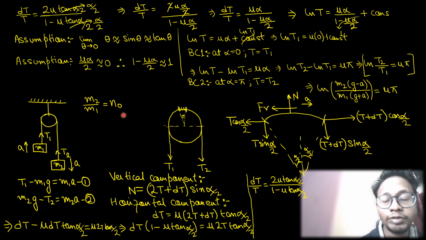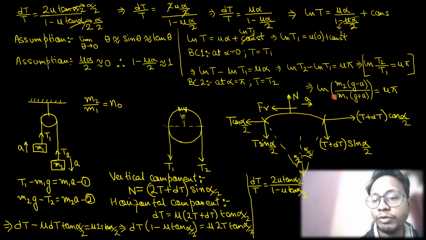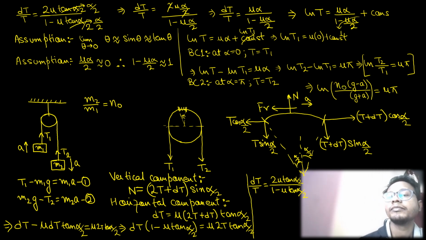M2 by M1 is equals to n naught. Okay. Now our first question is, what is the value of coefficient of friction when the block is just starting to move? The value of coefficient of friction is nothing but ln of this value divided by pi.